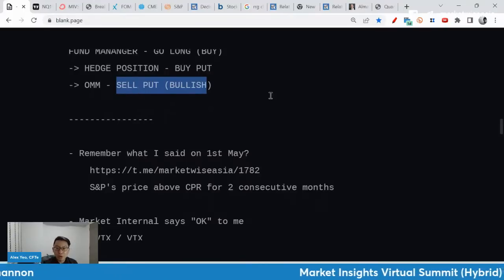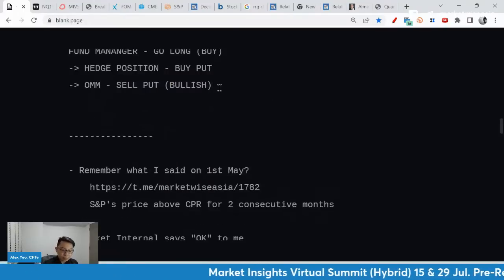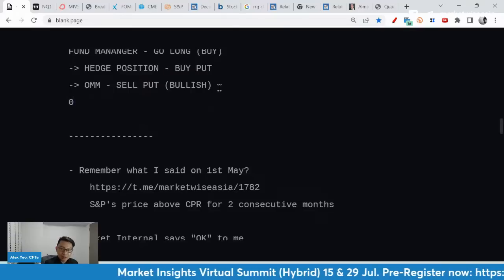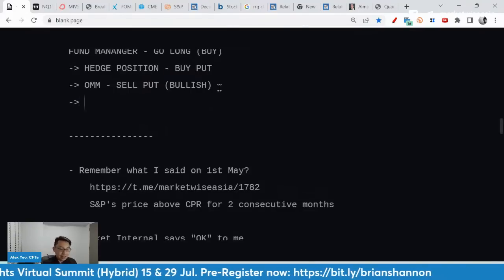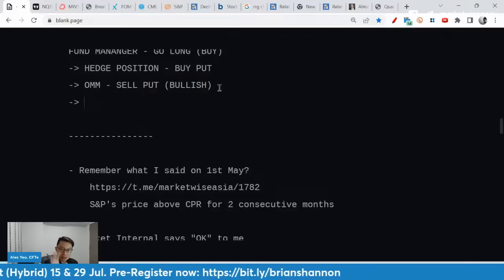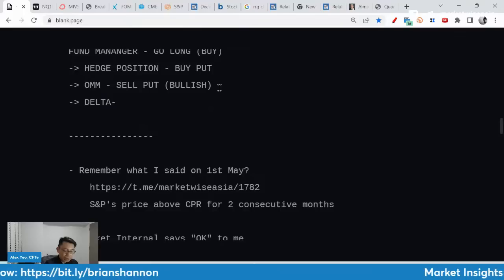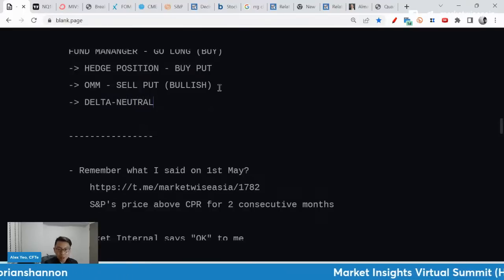So they need to be what we call delta neutral. Okay, so they need to be neutral. They don't want to have too much exposure. So net, they need to be neutral. The specific term is called delta neutral. So they need to hedge their position to become delta neutral.